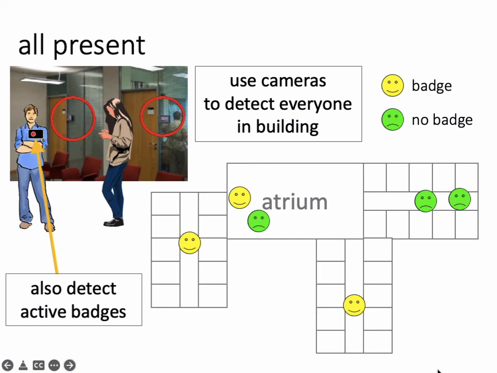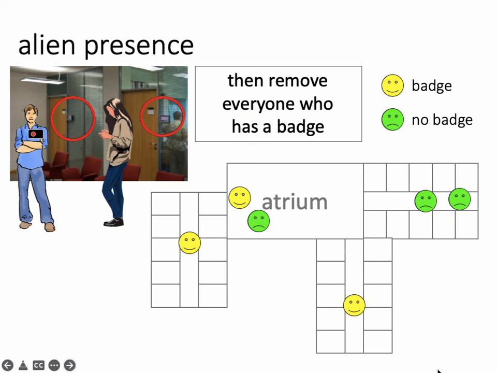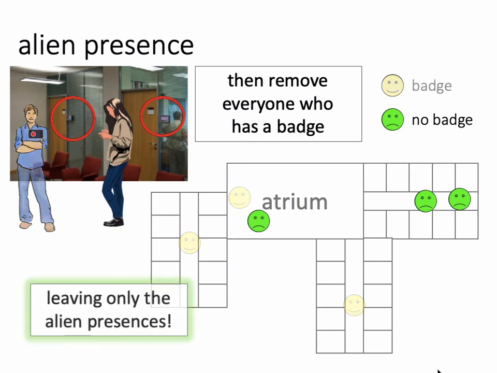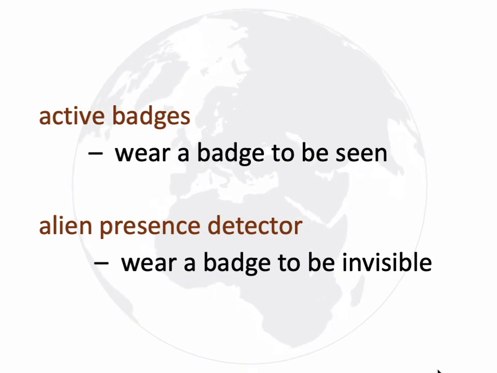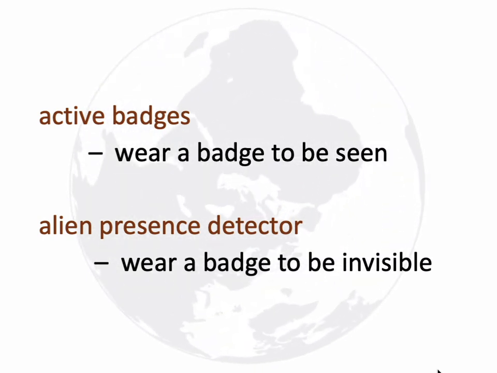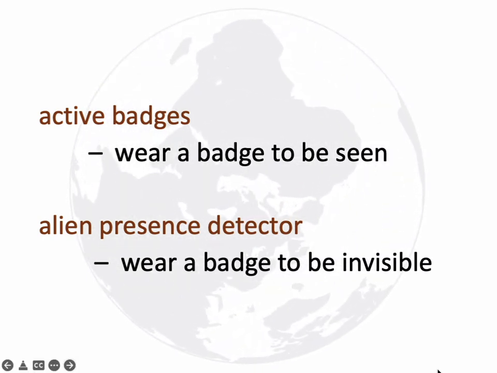And if they've got a badge, you could choose to remove the people with the badges. So it's only the alien presences, only the people who don't have a badge, who get noticed. This is the opposite of the way the active badge system would normally work. So you can see, in the classic active badge system, you wear a badge to be seen. The Alien Presence Detector turns that on its head, turns it around, and when you wear a badge, you are invisible.